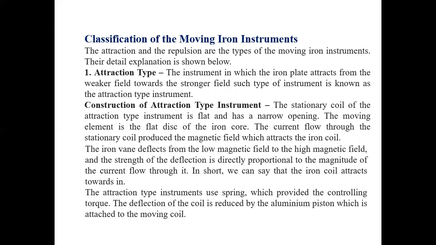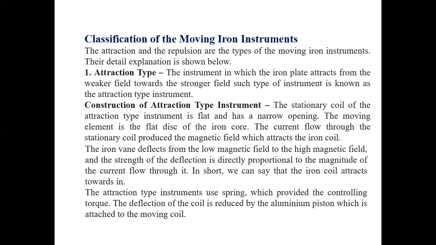First one is the attraction type moving iron instrument. The instrument in which the iron plate is attracted from the weaker field towards the stronger field is called the attraction type instrument. In that attraction type instrument, the iron plate or iron piece will be attracted towards the stronger field.